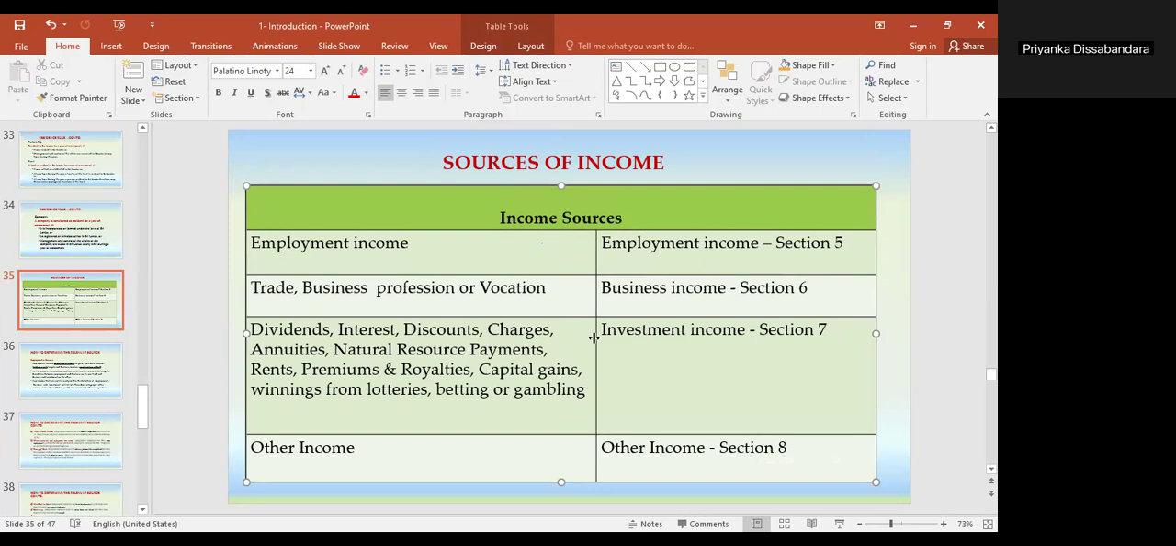When we see this, very easily we can categorize our income into these three sources. But in practice, it is not such an easy thing.